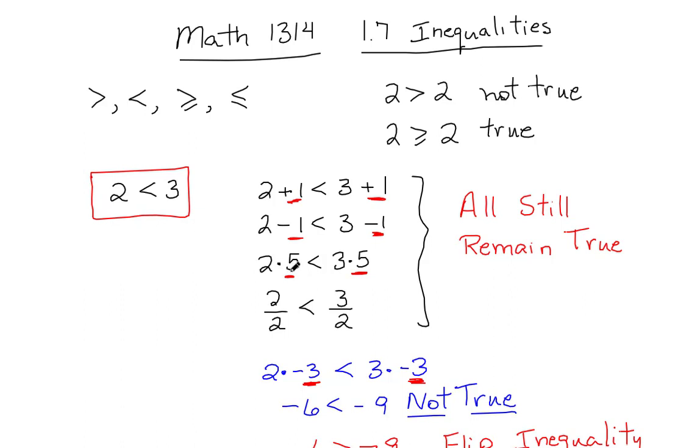2 times 5 is 10. 3 times 5 is 15. 10 is less than 15. And if I do division, it's still true. So what that means is I can solve these problems like normal equations, adding, subtracting, multiplying, dividing, and the inequality will remain true. But there is one exception, and that exception is the following.